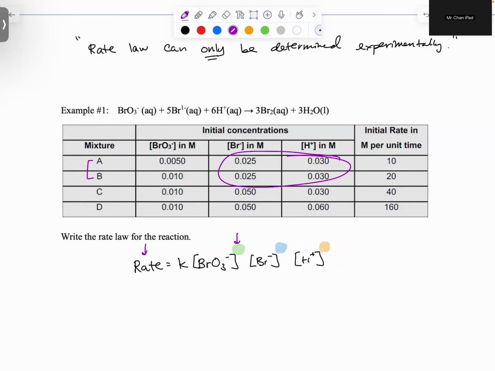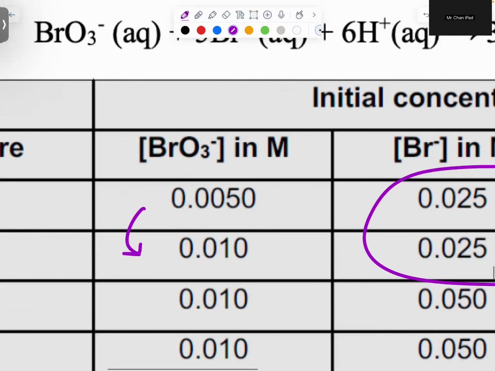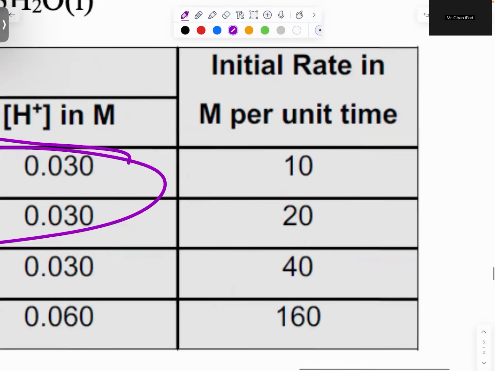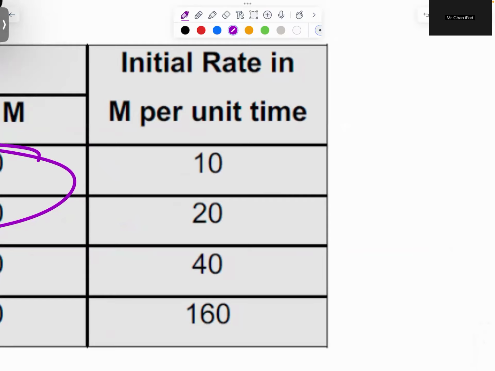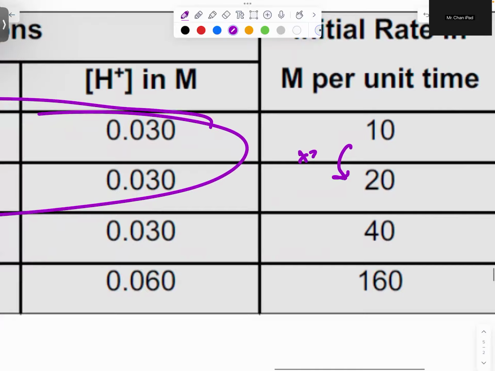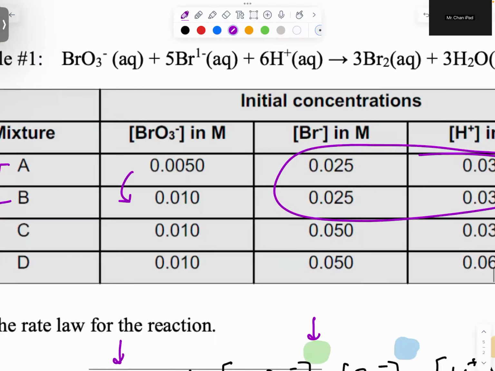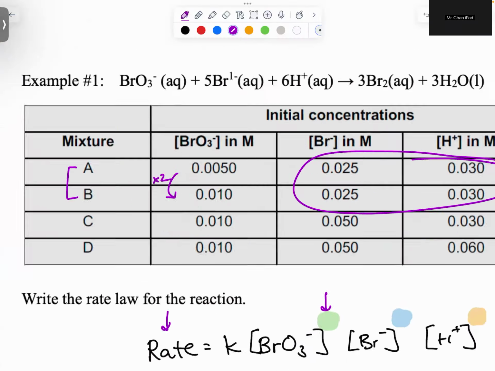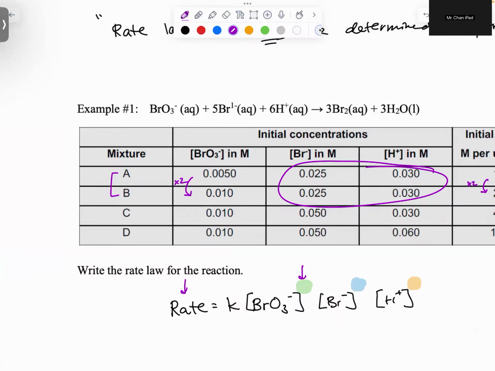So we say, hey, look at this. See what's the change right there? This is a double. The concentration doubles. What about the rate? Also times 2. So it's times 2 here. It's also times 2 over there. Then we say, oh, which order is it?